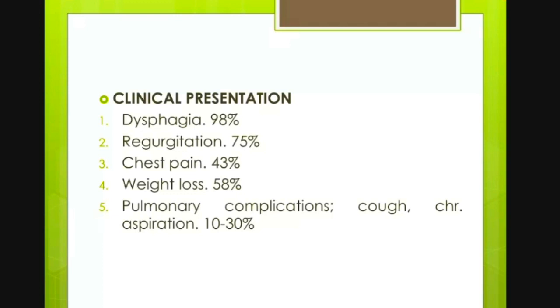When we have this problem, a patient may present with repeated chest infection or chronic aspiration. It occurs in 10 to 30%, especially when you have a delayed dinner and you go to sleep immediately after dinner. Part of the regurgitated material enters the respiratory system and leads to recurrent pneumonia.